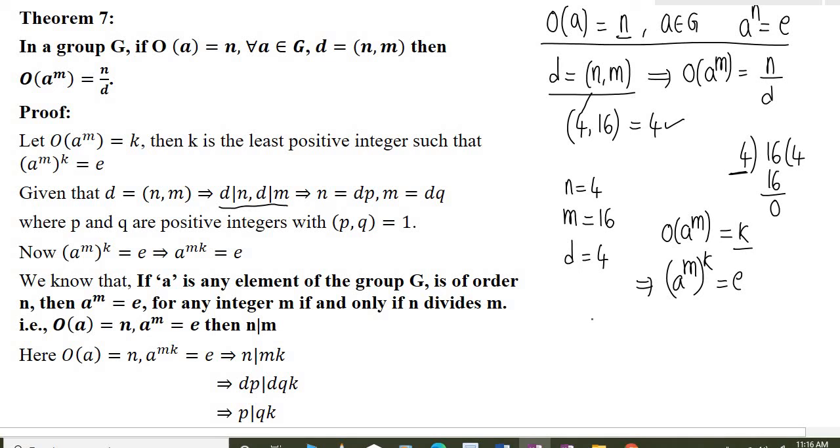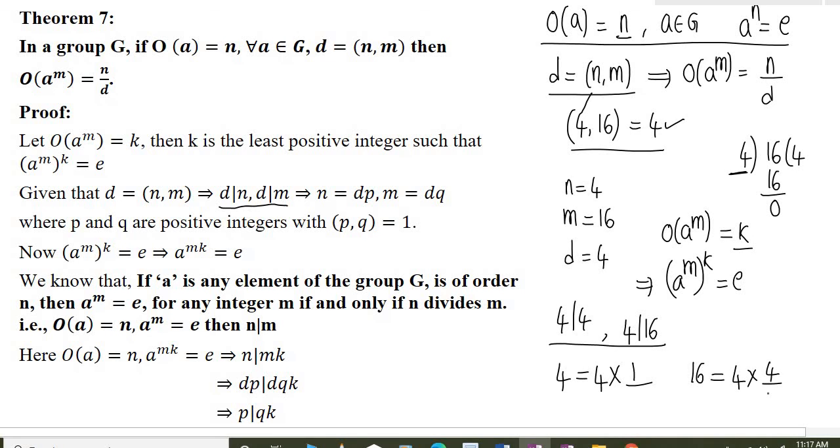Observe by using this example, D divides n. That means 4 divides 4. And also D divides m. That means 4 divides 16. Whenever this is true, this is also true. Why? Second 4 can be written as first 4 into some integer. That integer is 1. Here also, second one 16 equal to first one into some integer. That integer is 4. So, whenever D equal to GCD of n comma m, then automatically D divides n and D divides m.